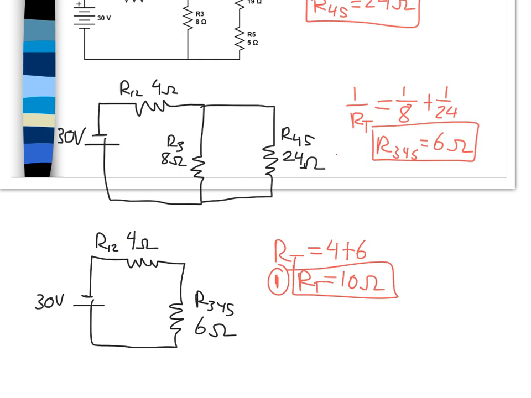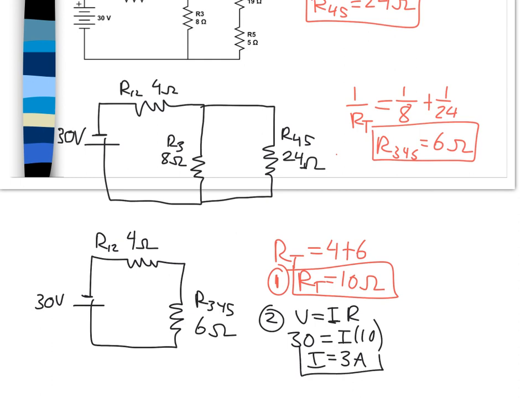Next step, I'm going to go to Ohm's law. Think about V equals IR to get the current leaving the battery. So 30 equals I times 10, which means my current here is going to be 3 amps. And so we know that 3 amps will be leaving this battery and traveling through the circuit.